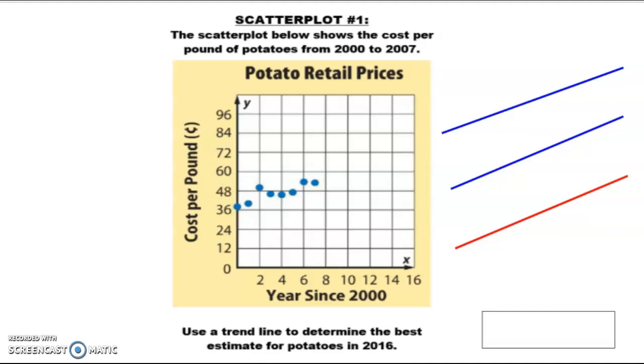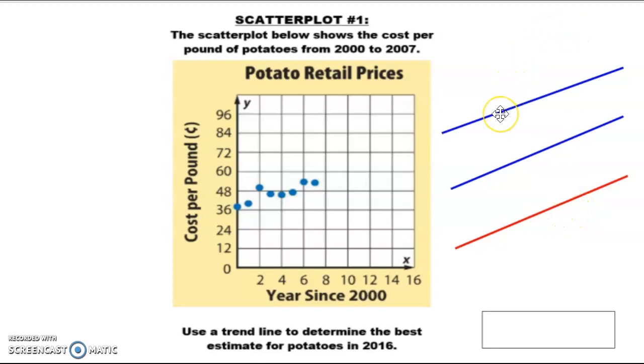So we use scatter plots to make predictions, and what we're going to do is create a trend line. A trend line is also known as a line of best fit. So we are estimating, so we are going to create a line of best fit that will help us make predictions, which is also called a trend line. As you can see, I have two blue lines and then a red line. Our trend line is going to be this red line.